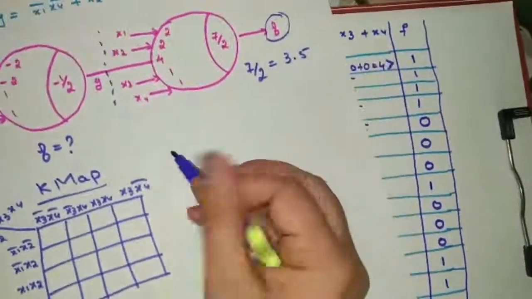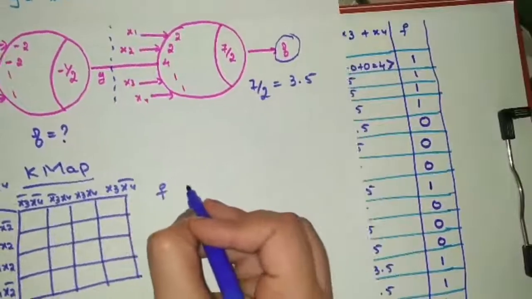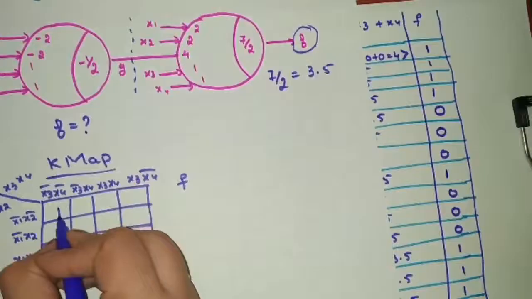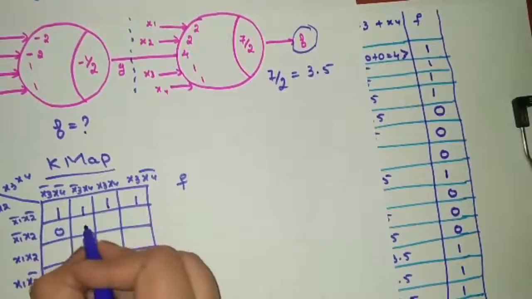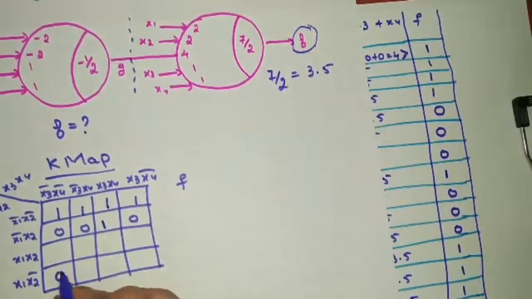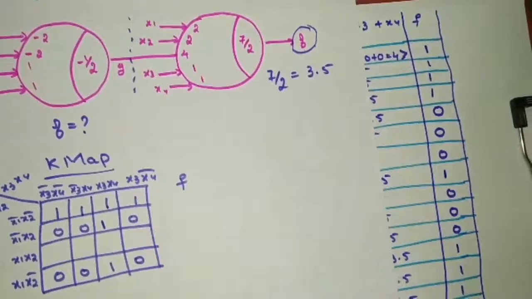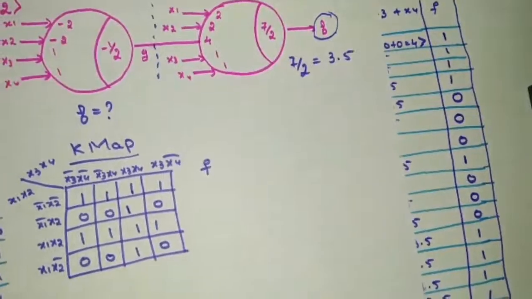Now write down the outputs of F. This is for F. We are calculating it for F. Just write down the outputs of F: 1, 1, 1, 1, 0, 0, 0, 1, and 0, 0, 0, 1, and 1, 1, 1, 1.